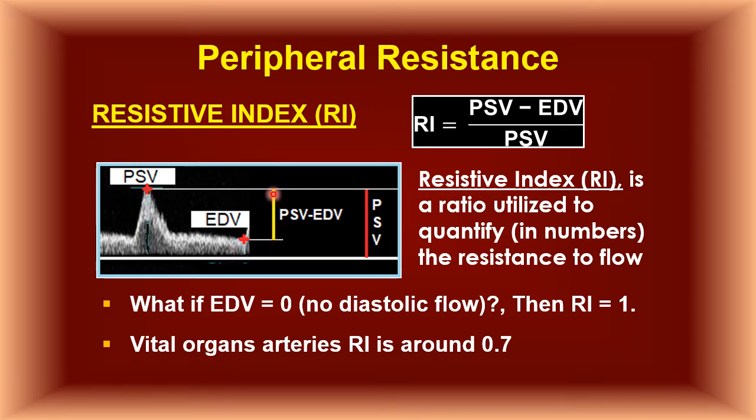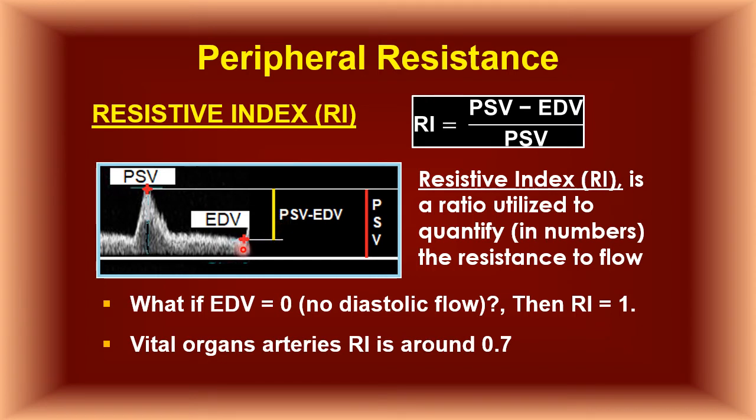So again, RI is the ratio between this and this. Peak systolic minus end diastolic divided by peak systolic. Velocities I'm talking about, okay? So if I'm having a lower end diastolic velocity, it goes down, down, down, till almost to the zero line. What will happen? This yellow line goes down, down, down, almost equal to the peak systolic velocity. So if the yellow reaches almost to the red, I will get a higher RI.